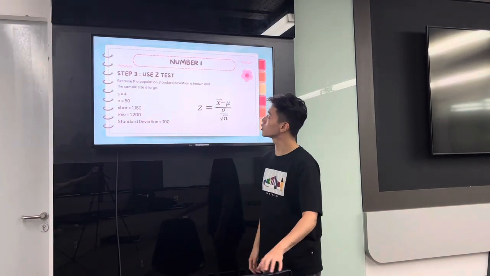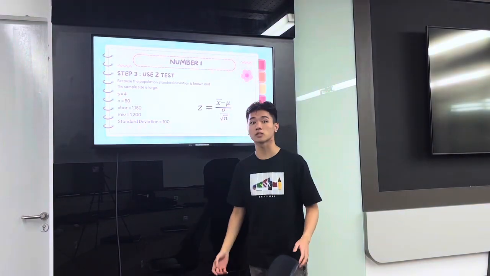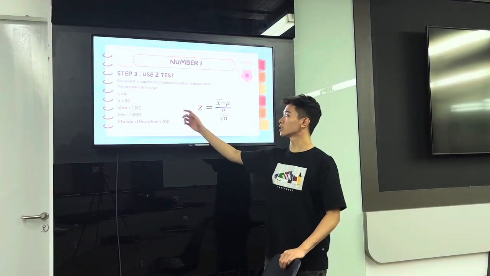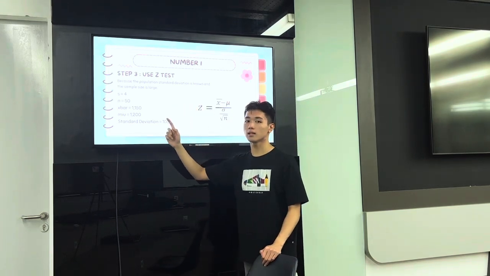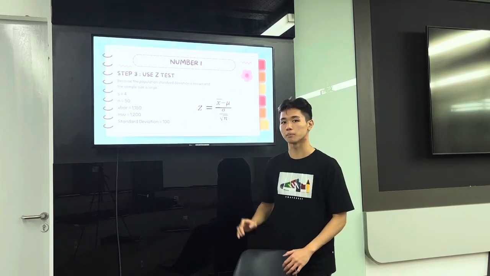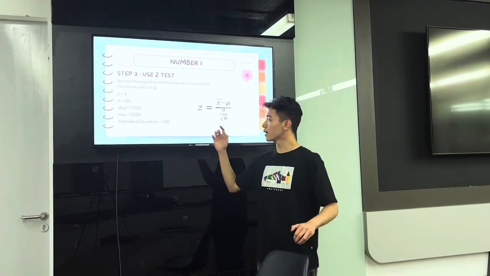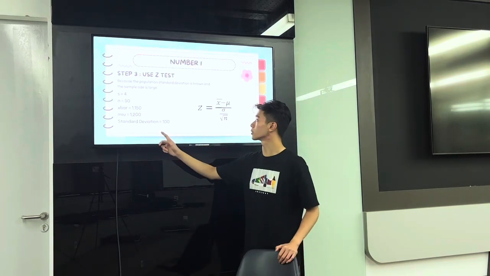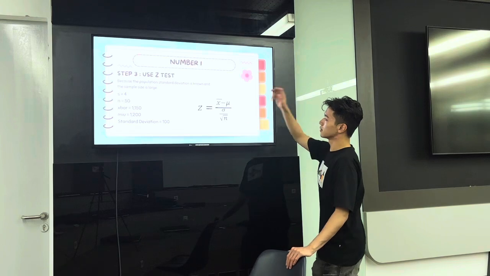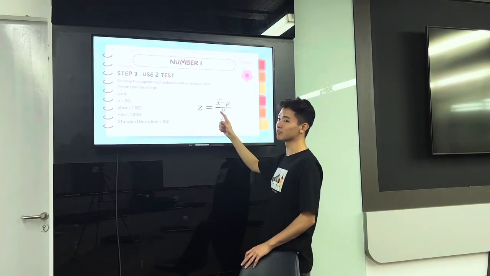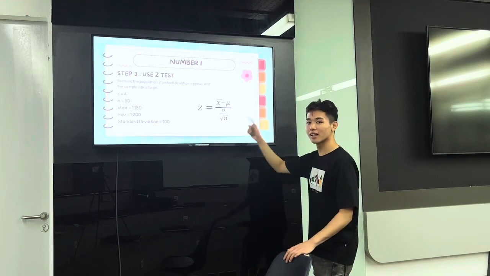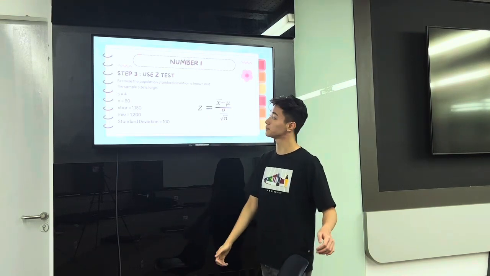Since the population standard deviation is known and the sample size is pretty large, the number of samples is 50, the x bar is 1150 and the mu is 1200, and we also know the standard deviation is 100. So we use this formula: Z equals x bar minus mu divided by standard deviation divided by square root of number of samples.